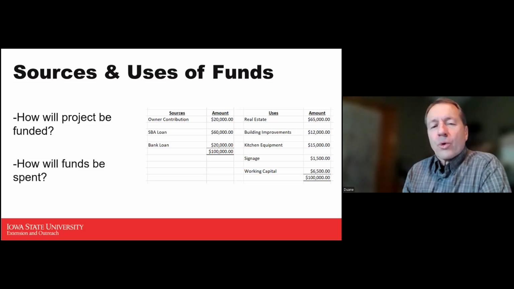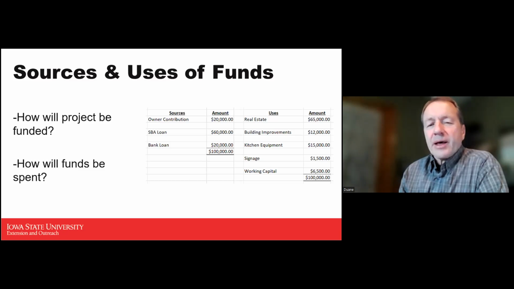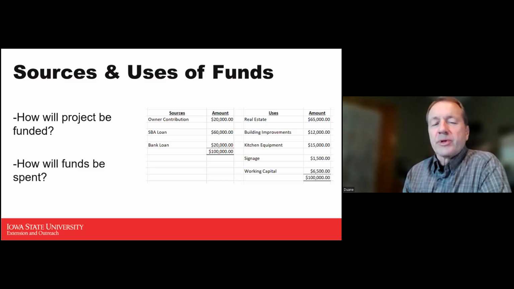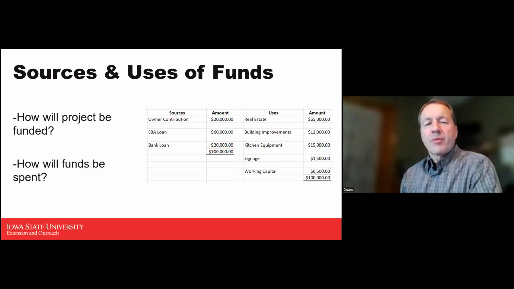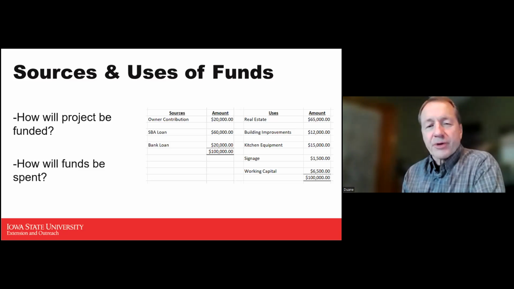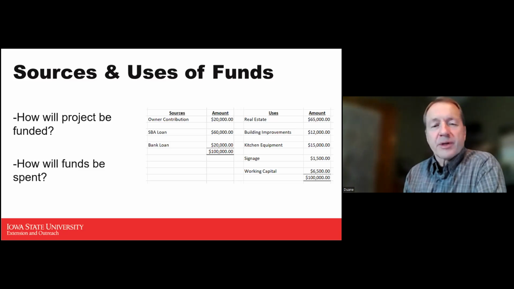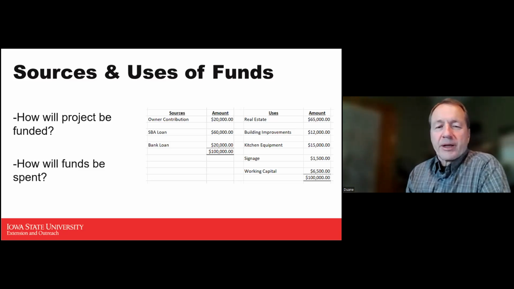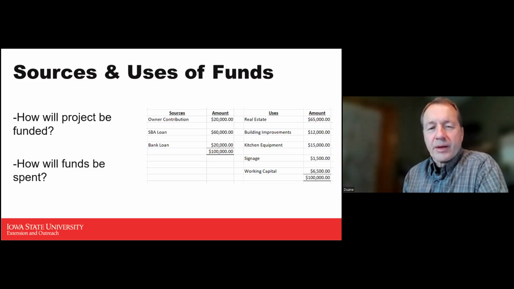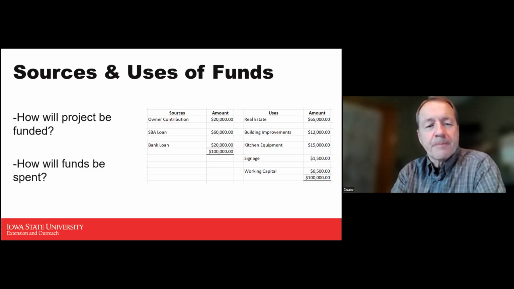Also, for things like kitchen equipment or the building improvements, ideally we'll give as much detail as possible. Here I've just shown summarized numbers, 15,000 for kitchen equipment, for example. But what we would want to do on a separate document or separate page, or maybe just down below on this page, would be to show item by item what we're spending that $15,000 on. Again, back to the refrigerator and the freezer and the oven and the other equipment that we need for our kitchen.